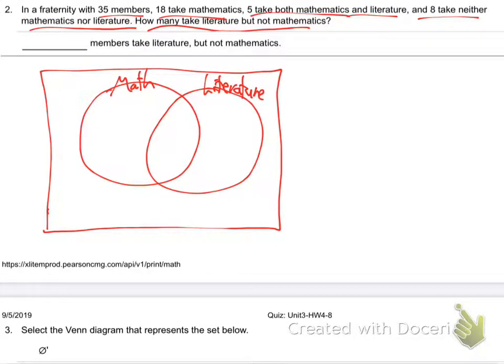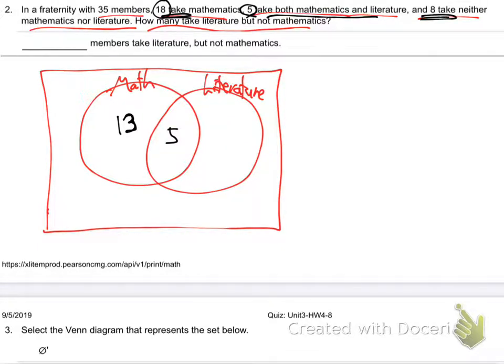All right. And what does it say? 18 take math. Can I put the 18 right there? No, this area and this area together must make 18. 18 total in the math circle. So instead I should start with the 5 here. 5 take math and literature. That's the middle. And then back up. 18 take math, so this must be 13, because that gives me 18 total in the whole math circle.